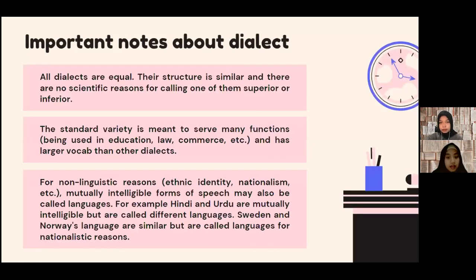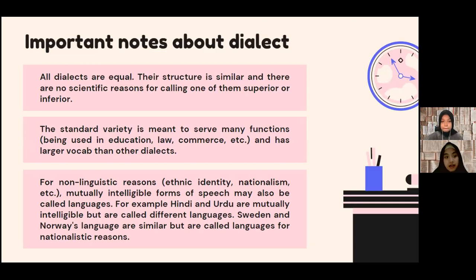Next, there are some important notes about dialects. First, all dialects are equal. Their structure is similar and there are no scientific reasons for calling one of them superior or inferior. The second is that the standard variety is meant to serve many functions, for example, being used in education, law, commerce, and so on, and it has a larger vocabulary than other dialects.